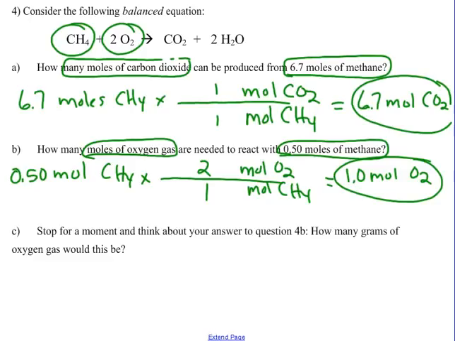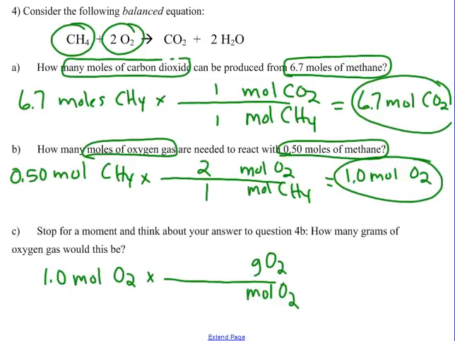And the last problem, stop for a moment and think about your answer to question 4B. What if I had asked you how many grams of oxygen gas would this be? Well, now you're just taking that answer of 1.0 moles of O2, and now we have to convert that to grams. So this is a periodic table molar mass question. Start with the number you're given, 1.0 moles of oxygen. So moles of oxygen goes in the denominator, and we want to know how many grams of oxygen that is.